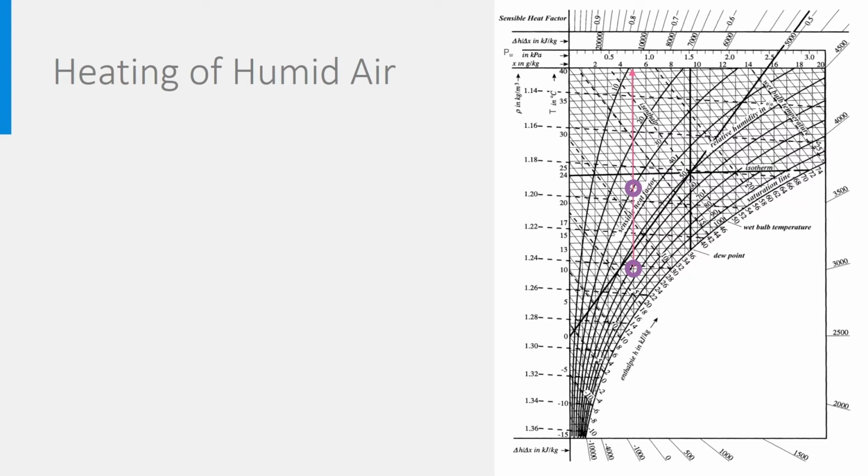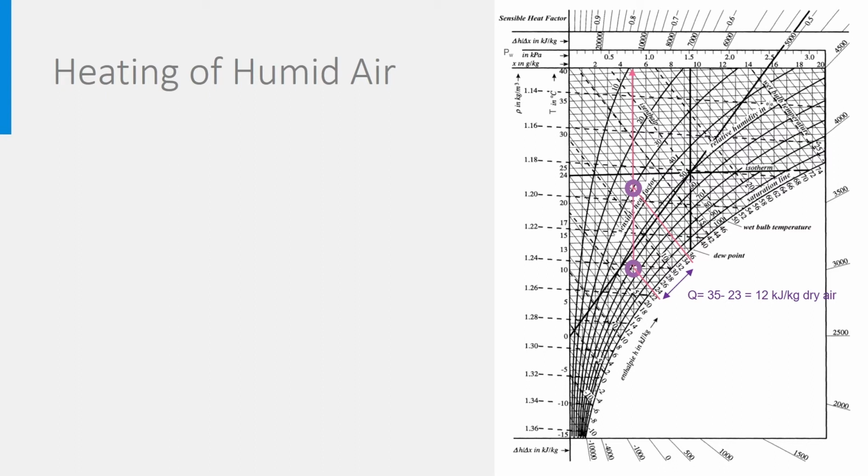And what about the energy? Well, at the final state, the enthalpy is approximately 35 kJ per kilogram. At the initial state, it was 23 kJ per kilogram. So the heat needed is 35 minus 23, which is 12 kJ per kilogram.